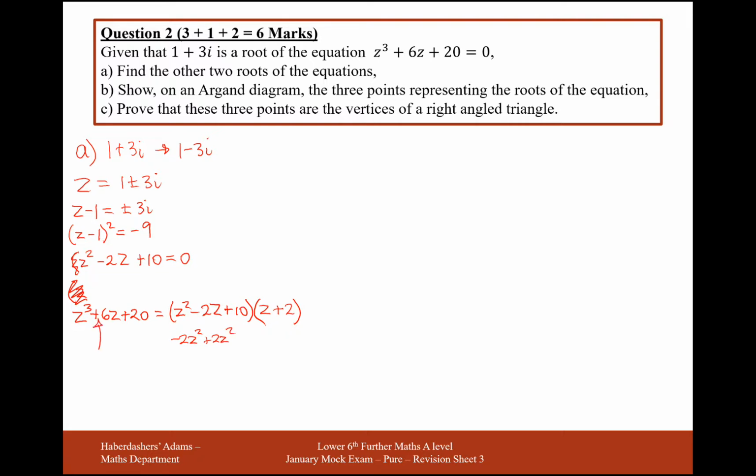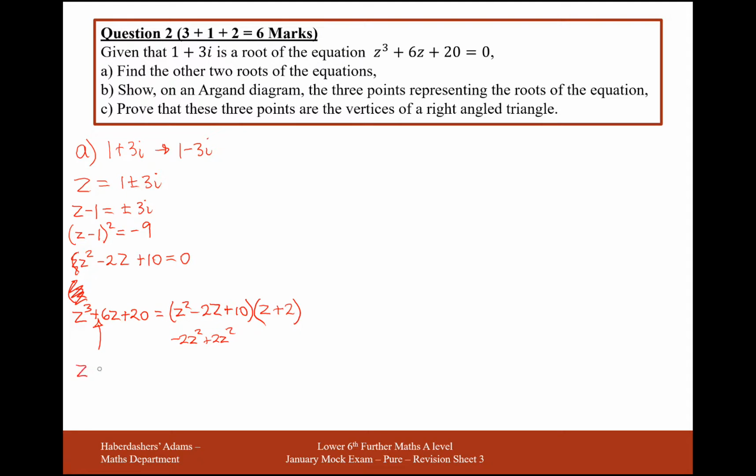And you can see the reason I've done that is because I have no z squareds in my polynomial expansion. Let's just make sure the other bits will work as well. So for the z, I'm going to get minus 2z times 2 here, that'd be minus 4z, and plus 10z, minus 4 add 10 will give me the plus 6z, good, and 10 times 2 is 20, so I'm going to get 20 at the back there as well, which is good. So this is how we factorize our polynomial up here.